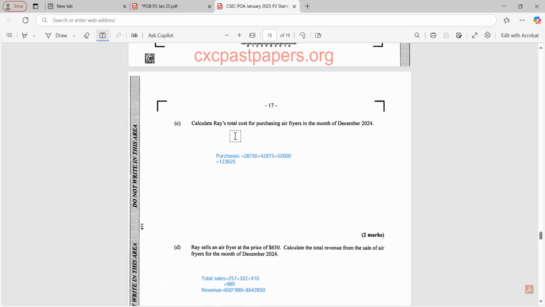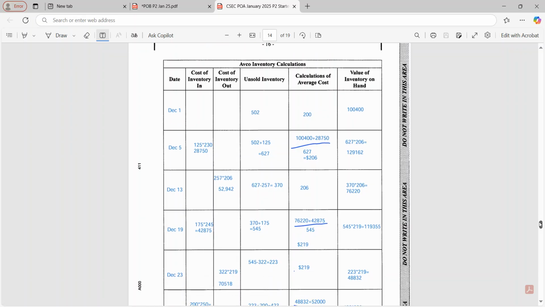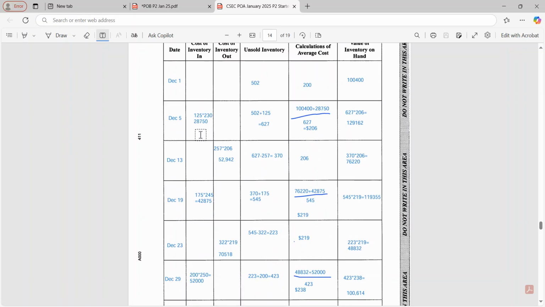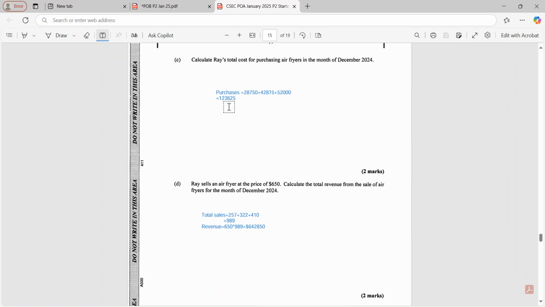Then it says calculate Ray's total cost for purchasing air fryers in the month of December 2024. So you're going to look in your purchases row, which is the cost of inventory coming in, and you're going to add all these figures. So 28,750 plus 42,875 plus 52,000. And that will give you 123,625. That is his total cost of purchasing fryers.